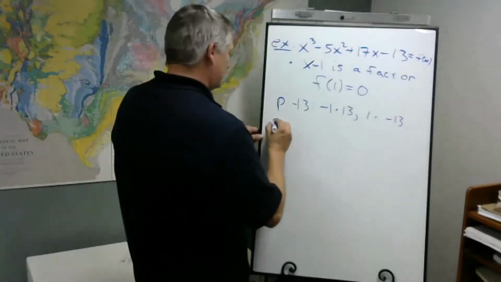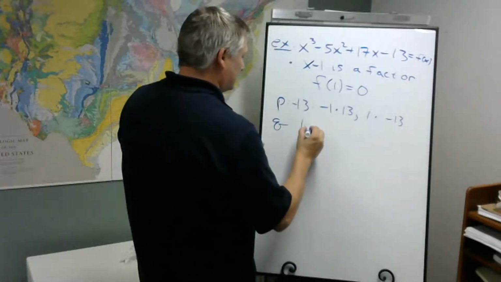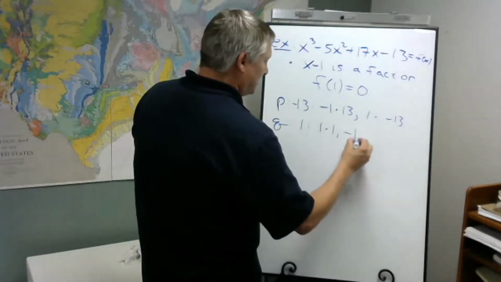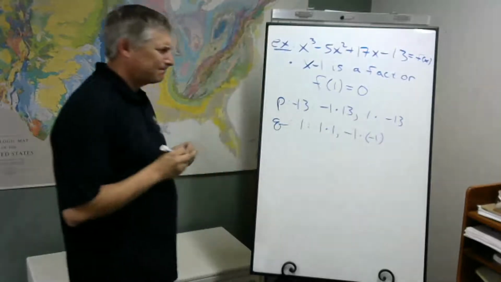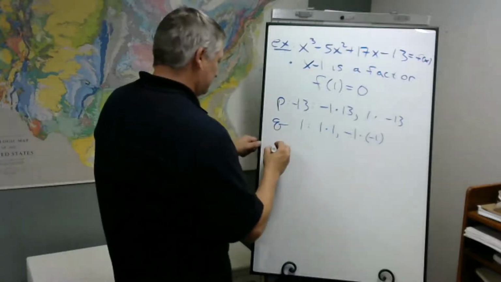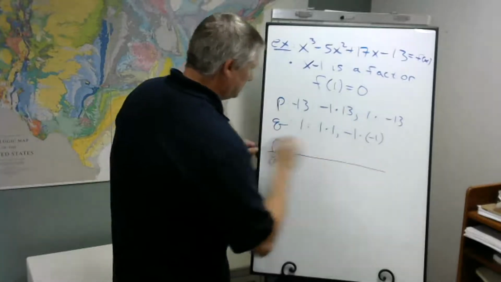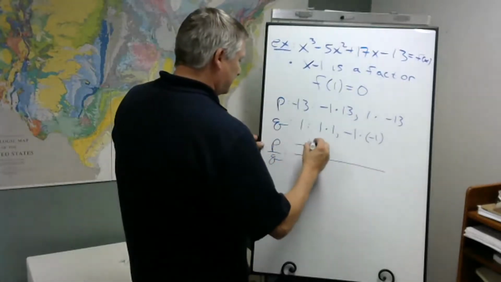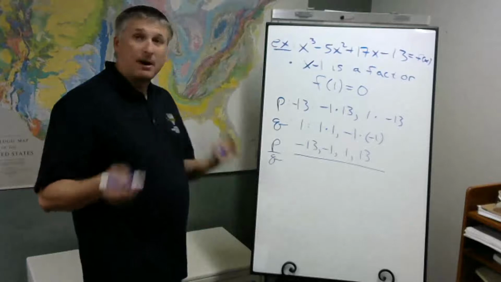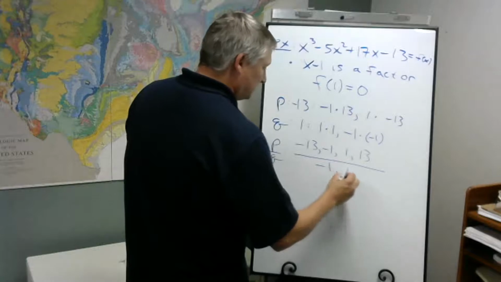And then for q, well, the lead coefficient is 1. So numbers that multiply to 1. Well, 1 times 1, and negative 1 times negative 1. So let's take a look at our p over q. We could have negative 13, negative 1, 1, and 13. Those are possible values of p. Possible values of q will be negative 1 and 1.